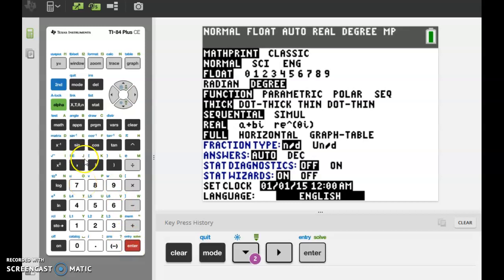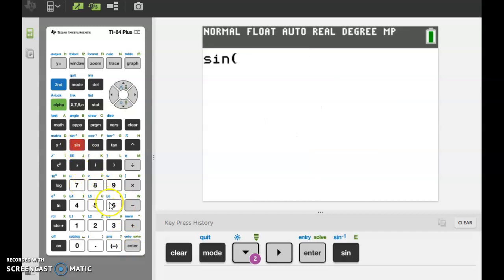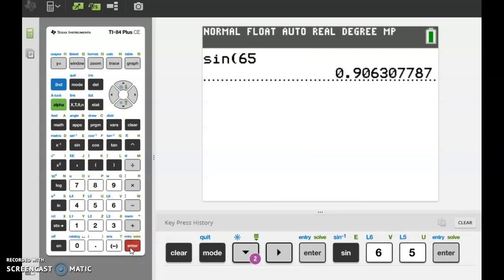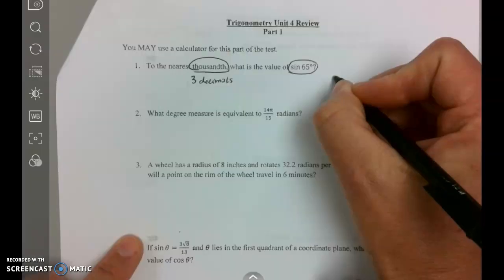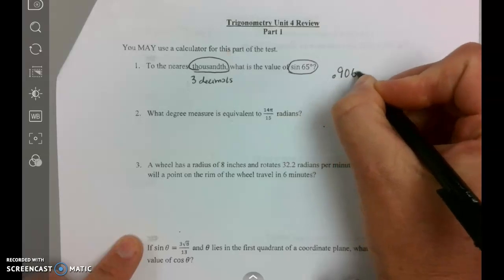So now I can type in sine of 65, and that will do 65 degrees. And to 3 decimal places, that's 0.906.